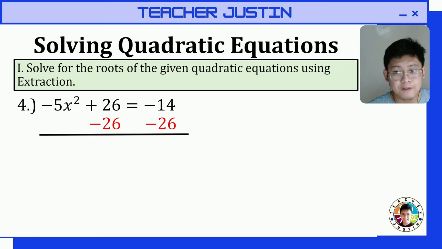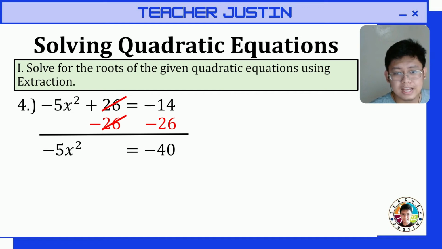So, let's simplify. So, negative 5x squared will still be negative 5x squared. 26 minus 26, that will give us 0. And then, negative 14 minus 26, that will give us negative 40.